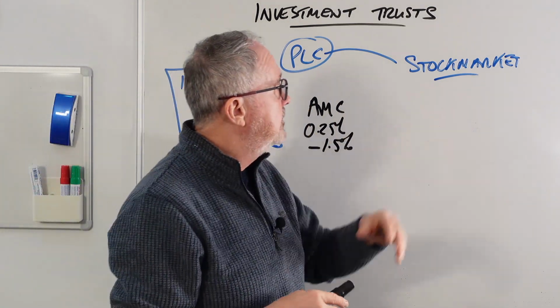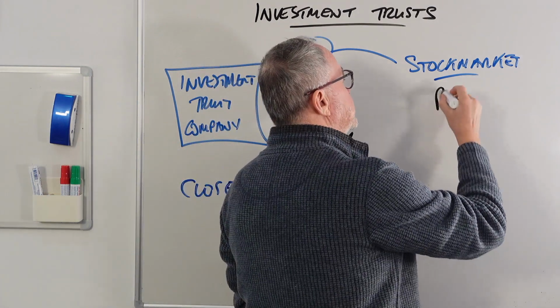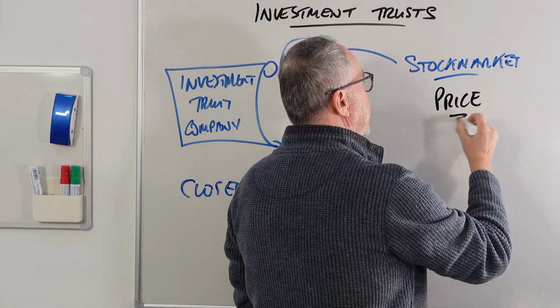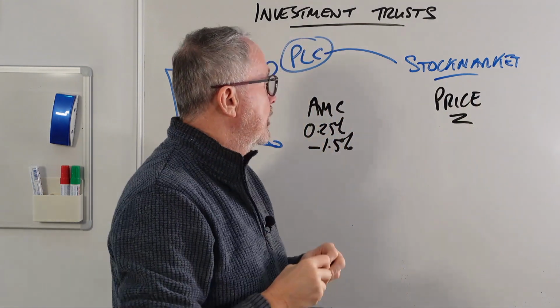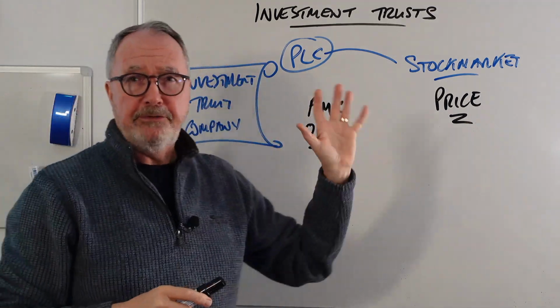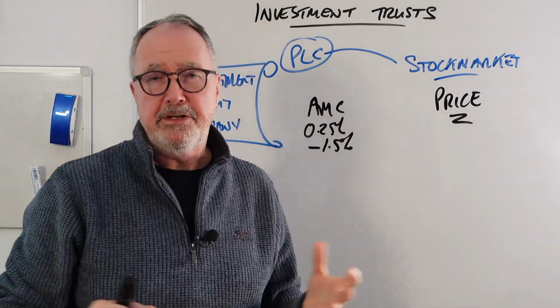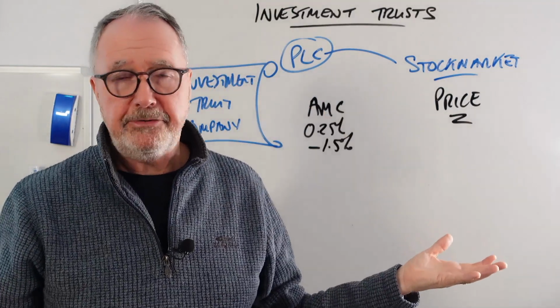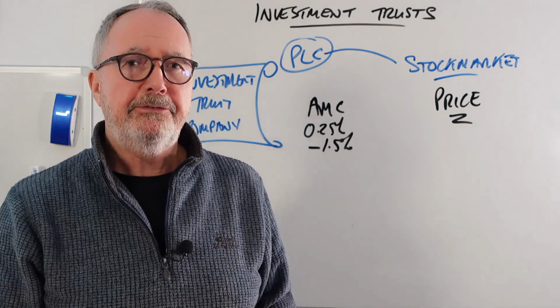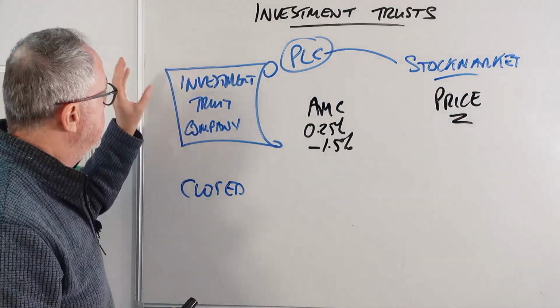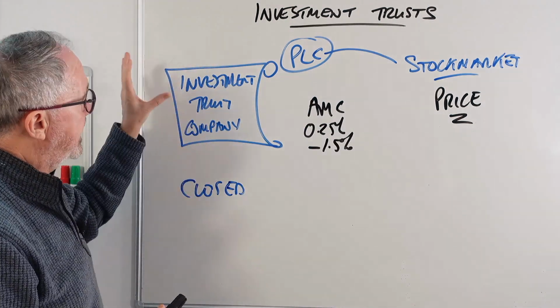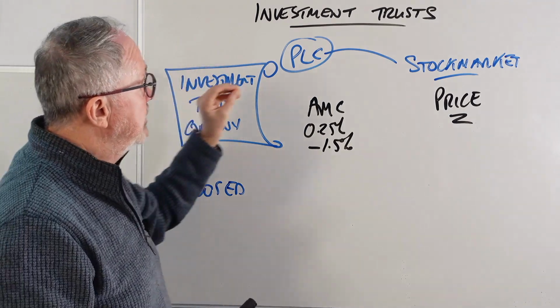Well, the stock market, of course, will have a price for these shares, like any company. The stock market will determine a price for the shares based upon supply and demand. So if I wanted to buy some British Telecom shares, the stock market would determine a price for me. And again, all these shares from different investment trust companies, and there are hundreds, thousands of them, will be priced accordingly.